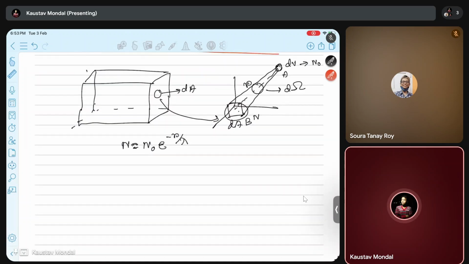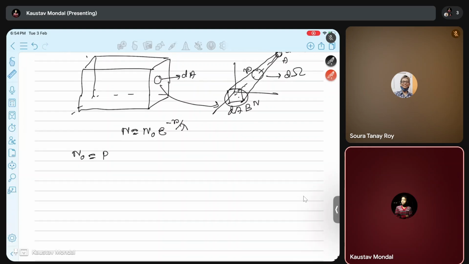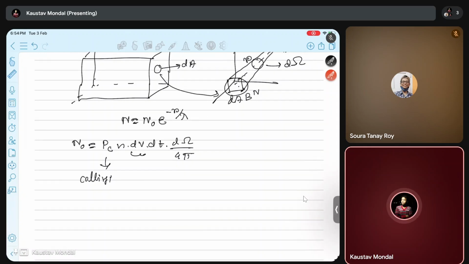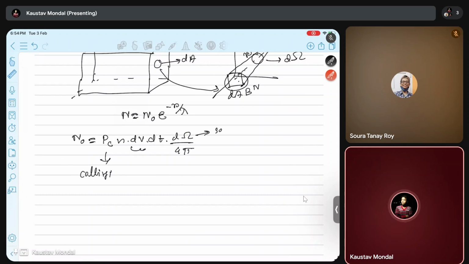And the expression for n naught can be written like this: Pc into n into dV into dt into d sigma by 4 pi. Here Pc is the collision frequency, at a particular time t, dV is the small volume element and d sigma is the solid angle.